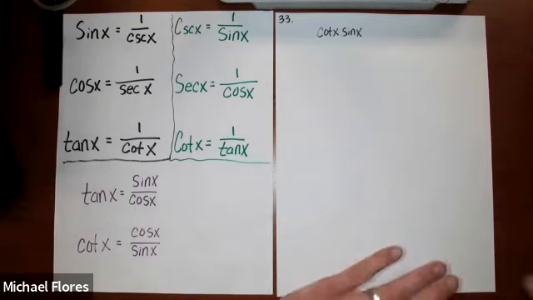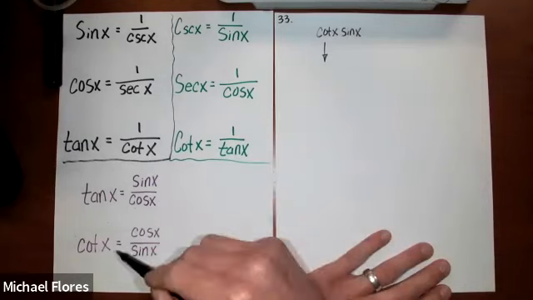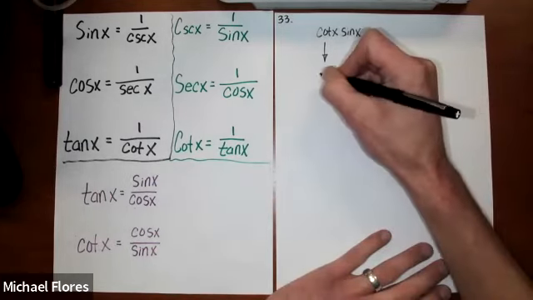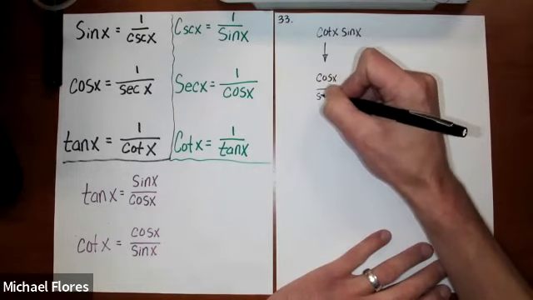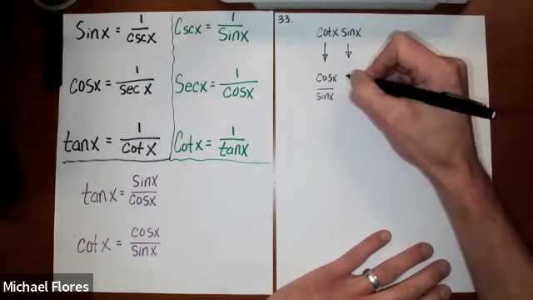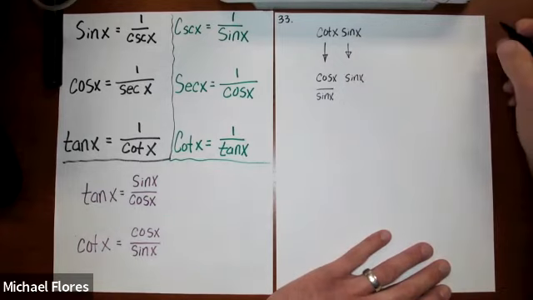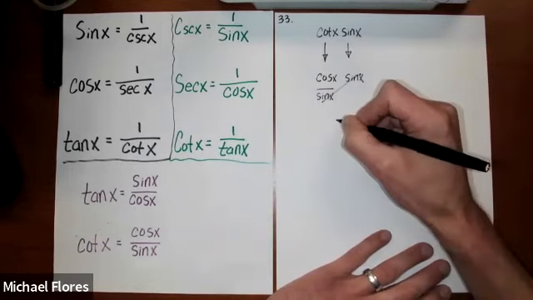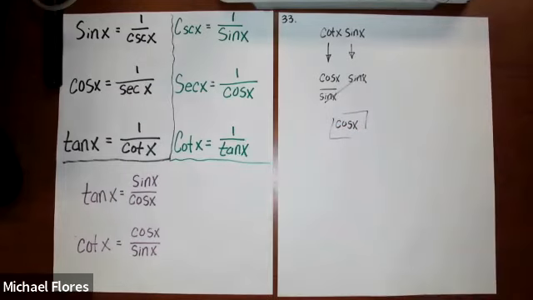Cotangent of x times sine of x. Usually if you see cotangent or tangent, it's going to help you to switch it to one of its quotient identities. Cotangent of x is the same thing as cosine over sine. I'm going to keep that sine of x alone. And then if we were to multiply these together, your sines would cancel one another out, leaving you with cosine of x. Final answer.